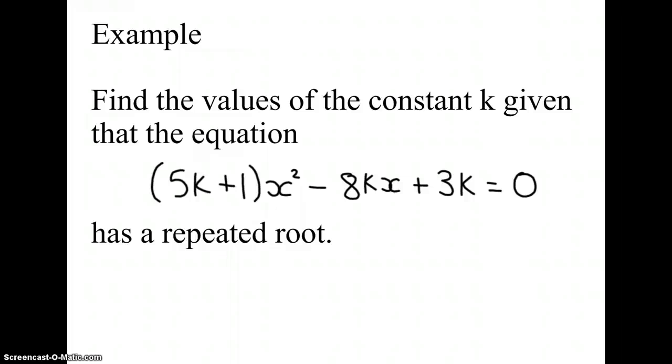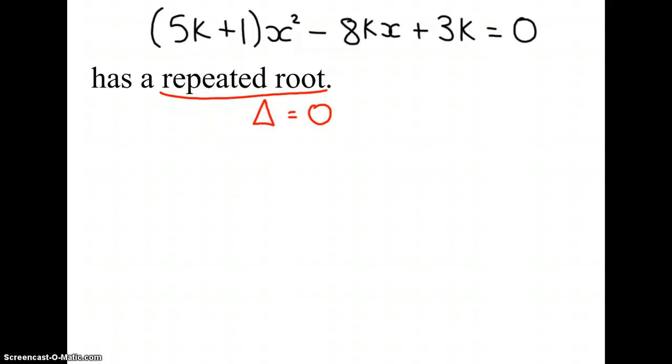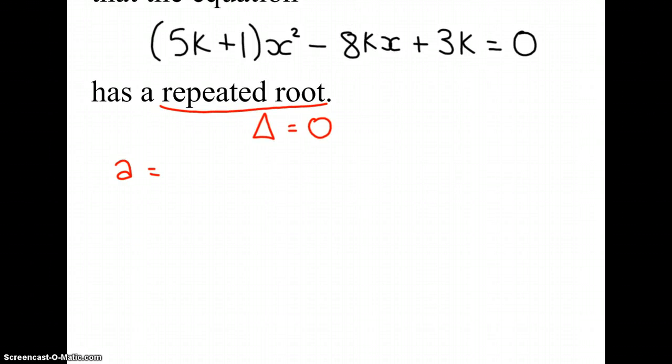So a quick example on this one. Find the values of the constant k, given that this equation has a repeated root. So as soon as you see anything about roots in your question, you're thinking discriminant. And a repeated root means that the discriminant is equal to 0. So looking at our equation, I can say that from this, a is 5k plus 1, b is minus 8k, and c is 3k.